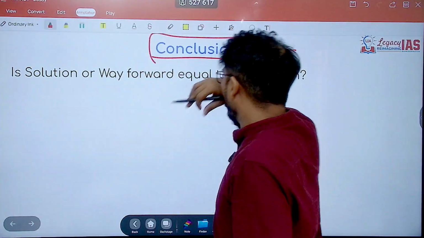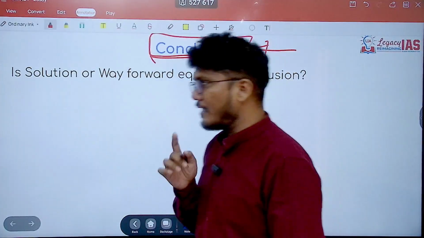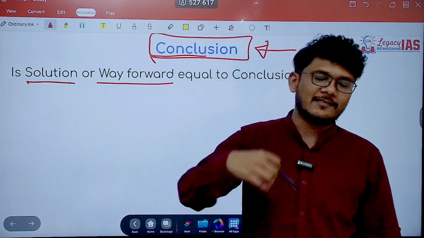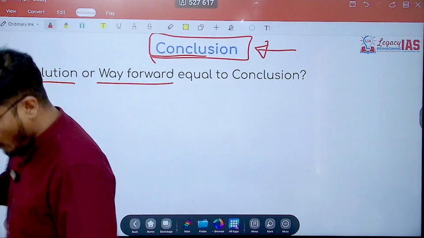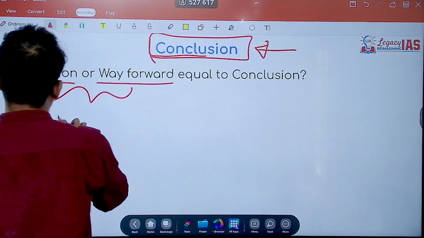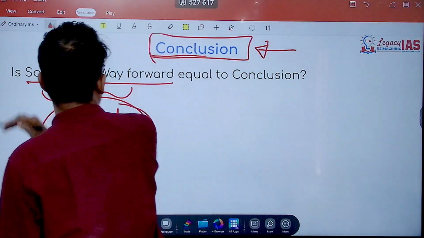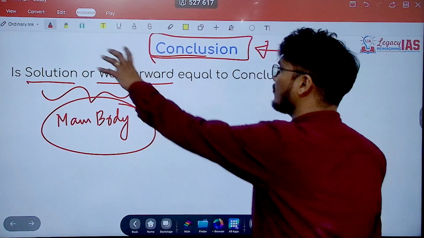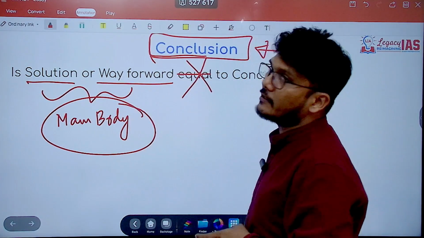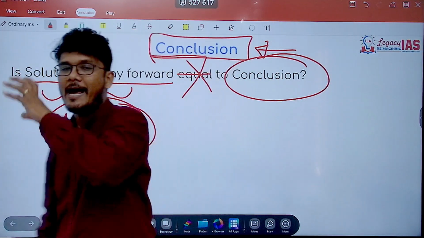So when you talk about the conclusion, one thing you should always avoid is writing a solution or way forward as a part of the conclusion. Solution or way forward are more or less the same thing, and these should form a part of the main body of the essay and not the conclusion of the essay. So that means what? Is solution or way forward equal to the conclusion? No, absolutely not. They are not equal. Conclusion is completely different from solution and way forward.